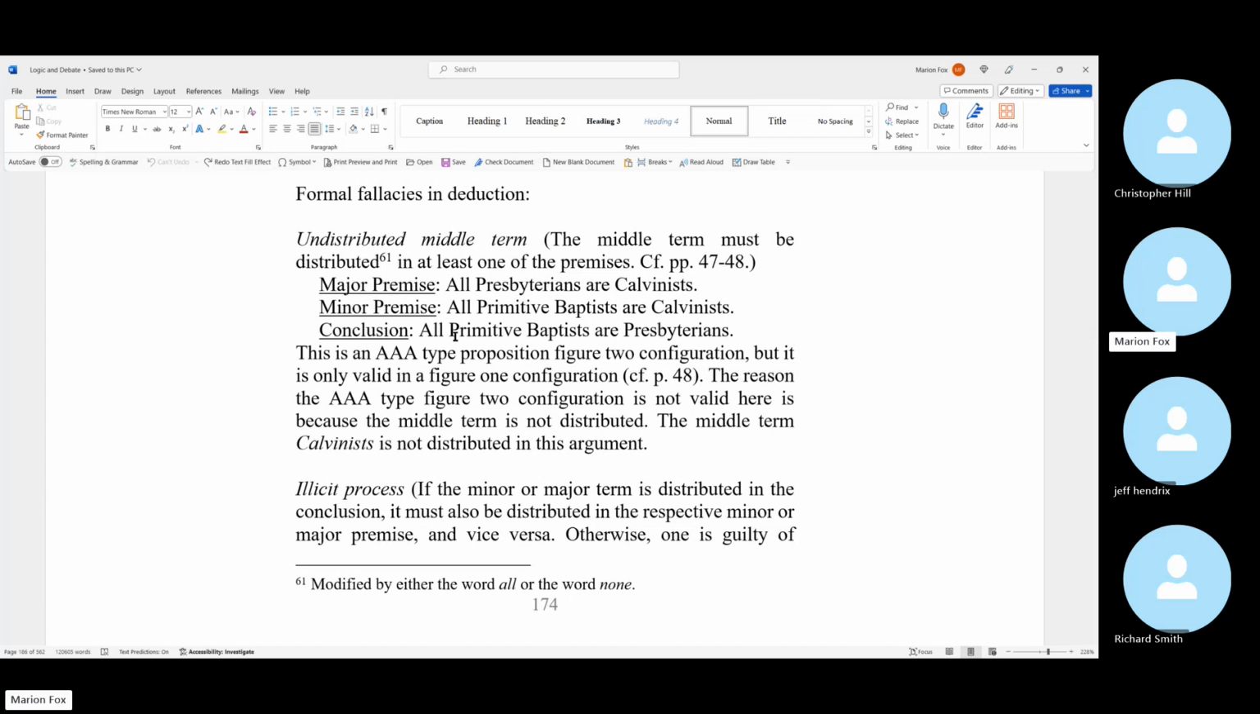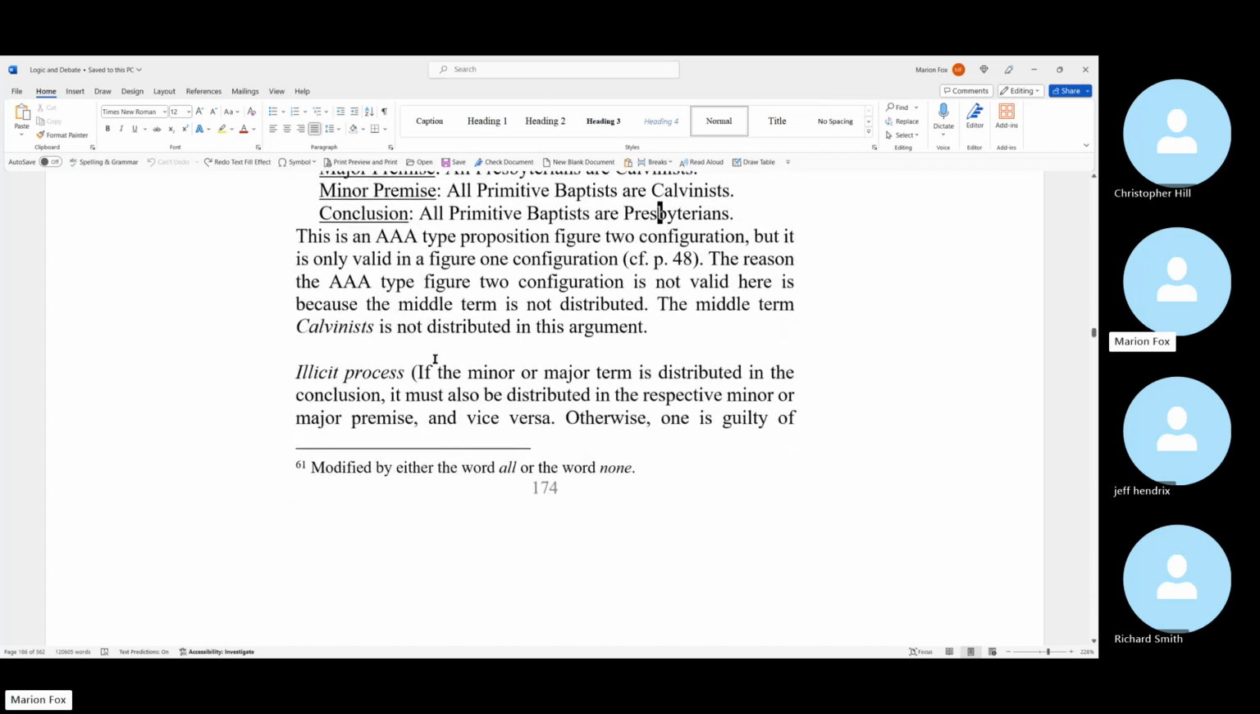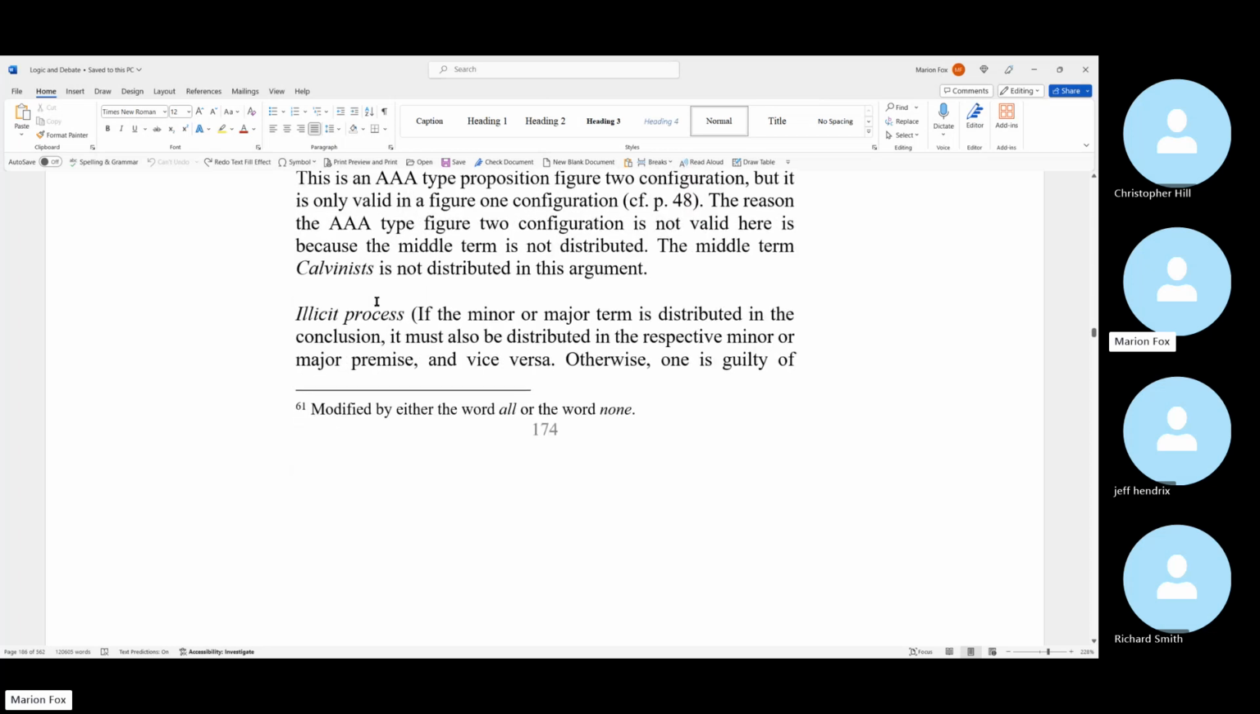So that is not valid because the word Calvinist, the middle term, is not distributed, okay? Now let's go to an illicit process. This is a process where the major or minor term is distributed in the conclusion, but it's not distributed in the respective minor or major premise. We'll come down here and see one right here.